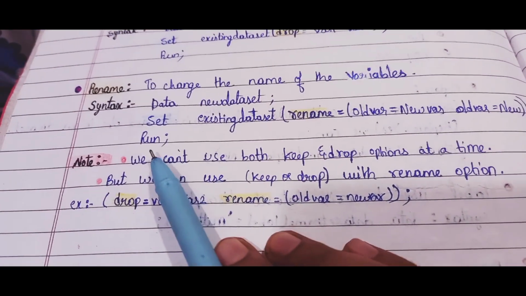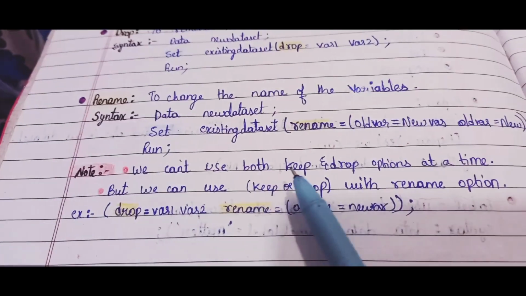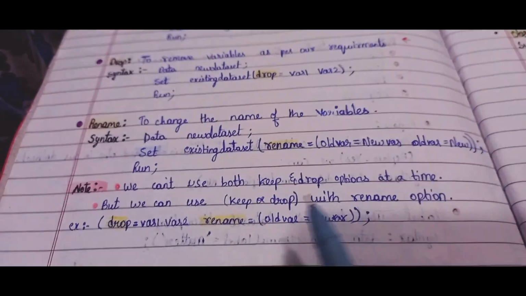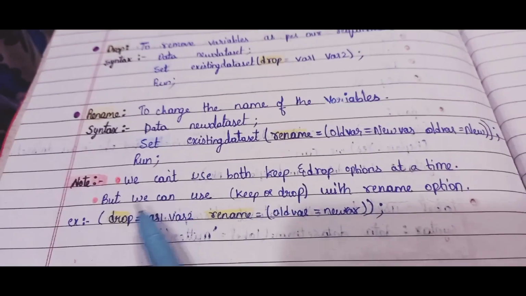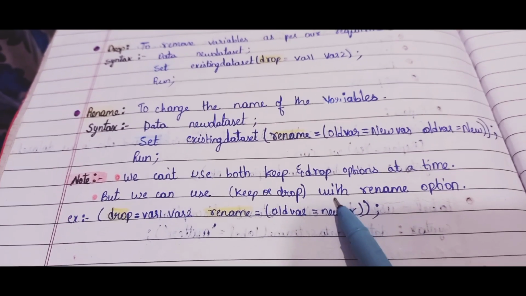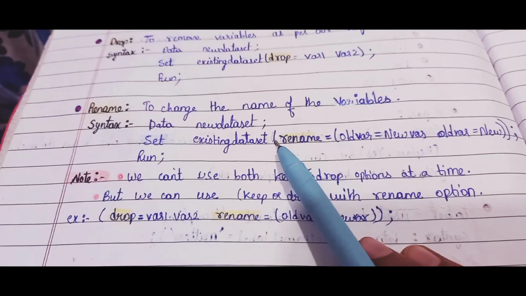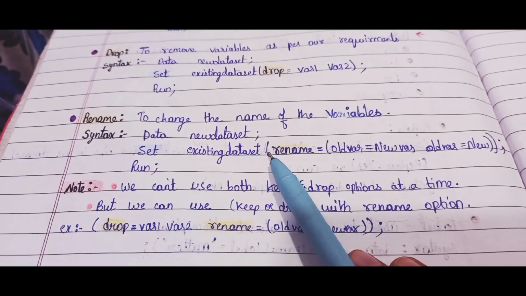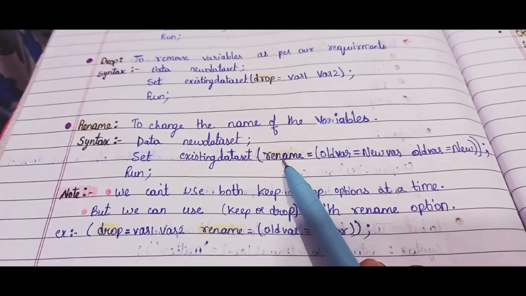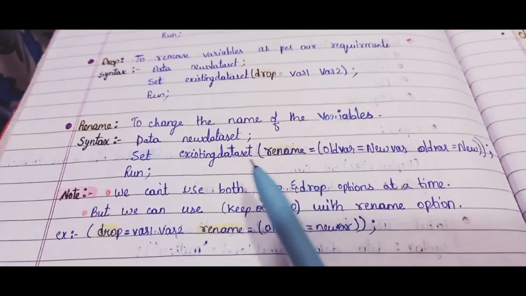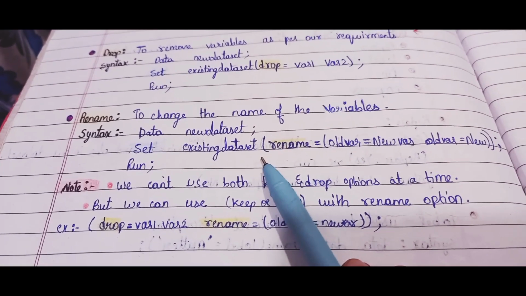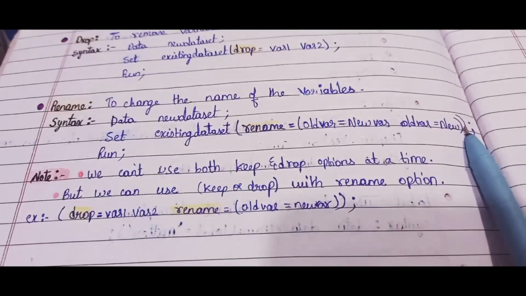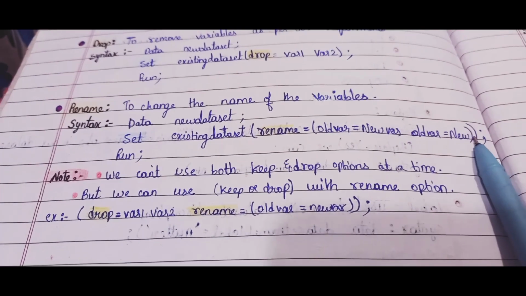Okay, so here note is there, we can't use both keep and drop options at a time. So this is the drawback here. It will throw an error, but we can use keep or drop with rename. Before rename you can give keep is equals to so and so variables, whatever as per your requirement, and give a space, then rename you can write here. Otherwise if you want to drop, then drop is equals to variables you have to give and space rename. After closing the parenthesis, anywhere you can give.